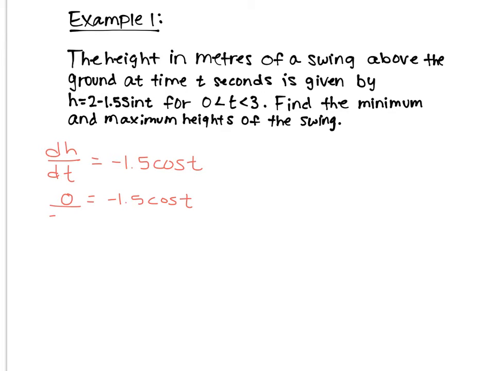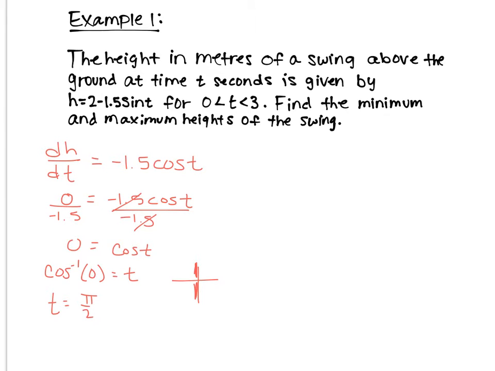I'm going to divide both sides by negative 1.5. And we get cosine of t equals 0. And so we have to ask ourselves, well, when is cosine equal to 0? So when is x equal to 0 is the question that asks us. So thinking about our unit circle, that's at the top and at the bottom. So that's at pi over 2 and at 3 pi over 2.